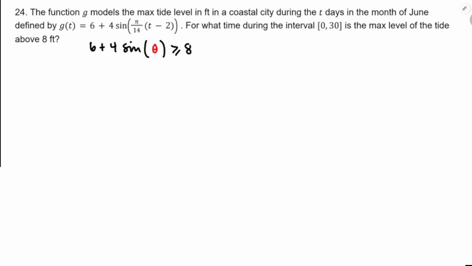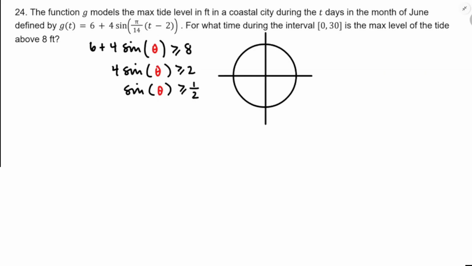And so I'm going to start by subtracting 6 and then dividing by 2. So sine of theta is greater than or equal to 1/2, and that's trig function equals number. That's something we can work with. Okay, so we're going to go over here and say sine equals 1/2. We've done that a few times today. Here, if sine is greater than or equal to that, that'll be up through here. So this corresponds to theta equals pi over 6, and this is theta equals 5 pi over 6.